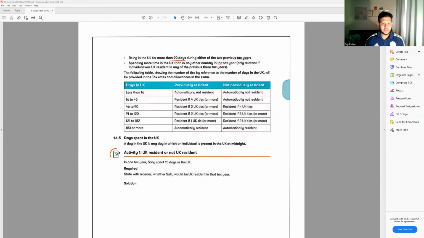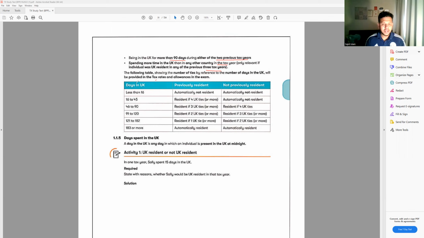Only relevant if the individual was UK resident in any of the previous 3 tax years. This is tie number 5. The following table, showing the number of ties by reference to the number of days in the UK, will be provided in the tax rates and allowances in the exam. So you'll get this one in the exam. You can see this one anyway.